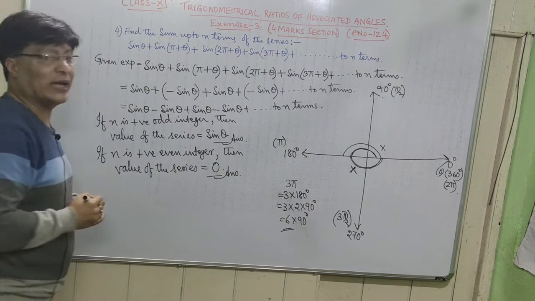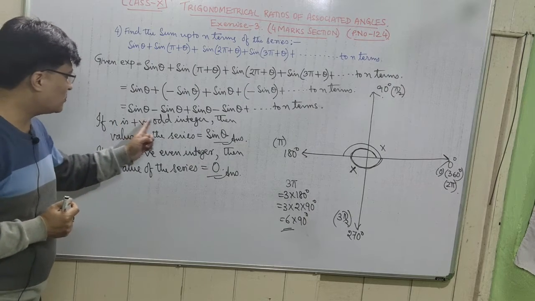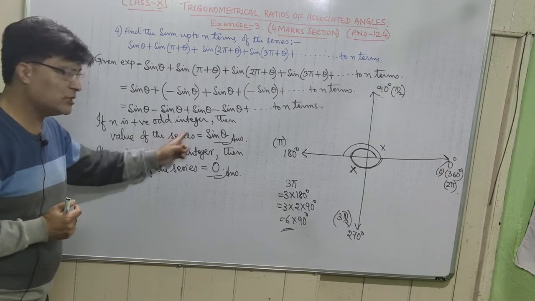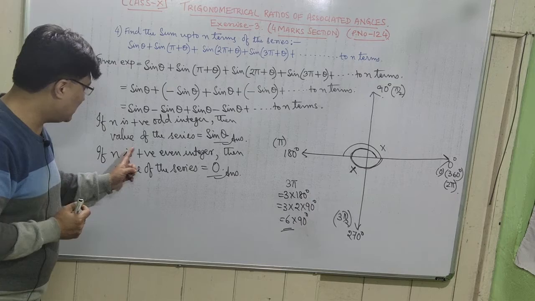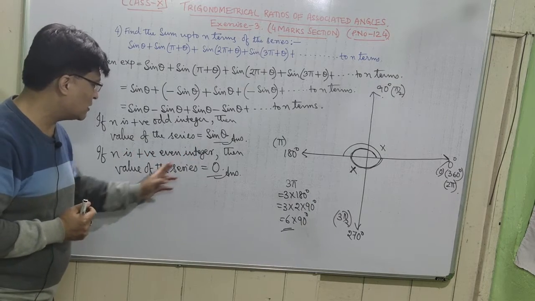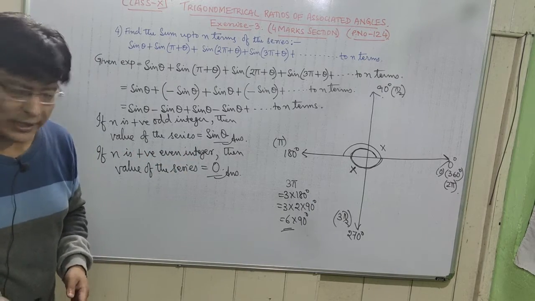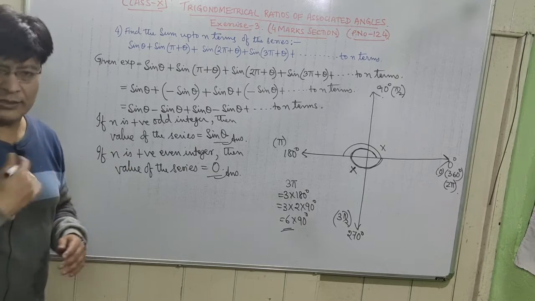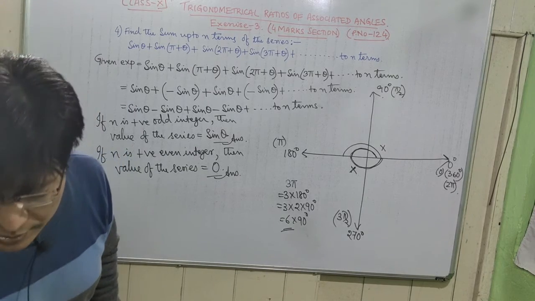So these are the 2 answers. If n is a positive odd integer, then the value of the series is equal to sine theta. If n is a positive even integer, then the value of the series will be equal to 0. Okay. So I think you have understood it. So you can copy it. Now we'll do the next question.